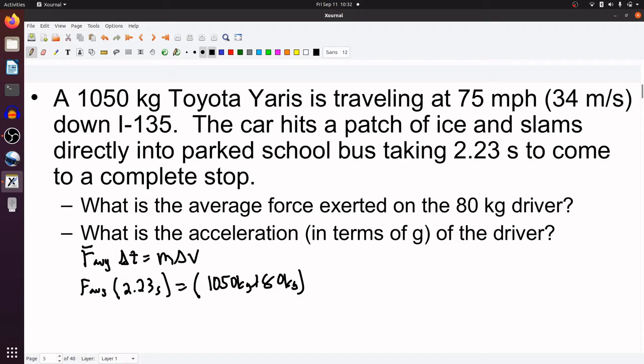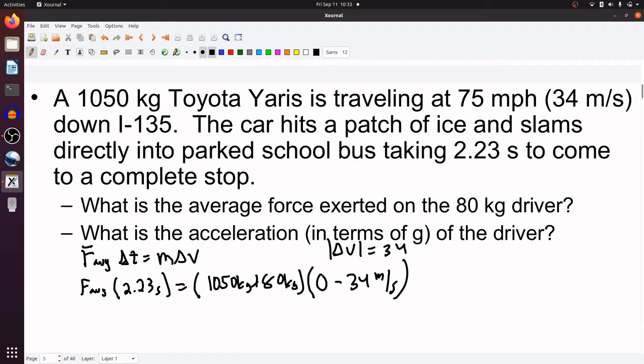And we assume it comes to a stop. It doesn't really matter how I want to do this, but we'll say it was coming from the left. So 0 minus 34. You could say 34 minus 0 if it's coming from the right. Either way, the absolute value of the change in velocity should be 34 in this problem. Okay, I need to figure out average force. Let us do it.